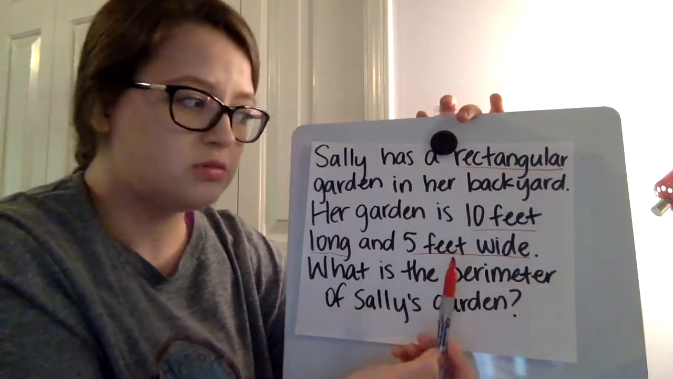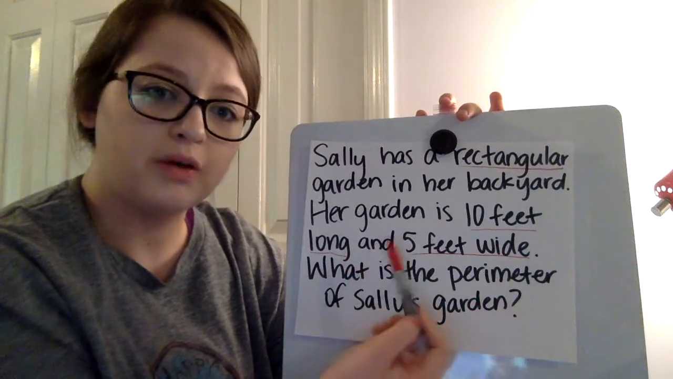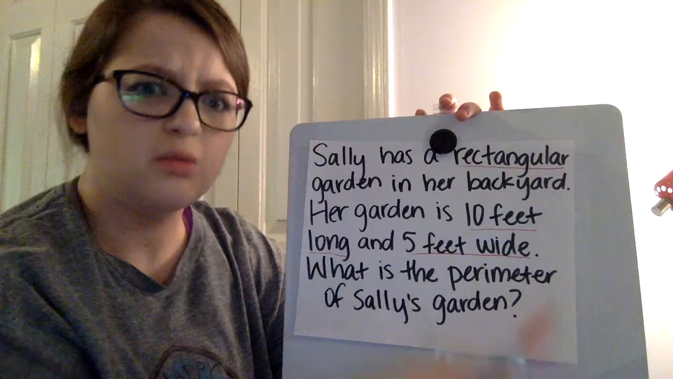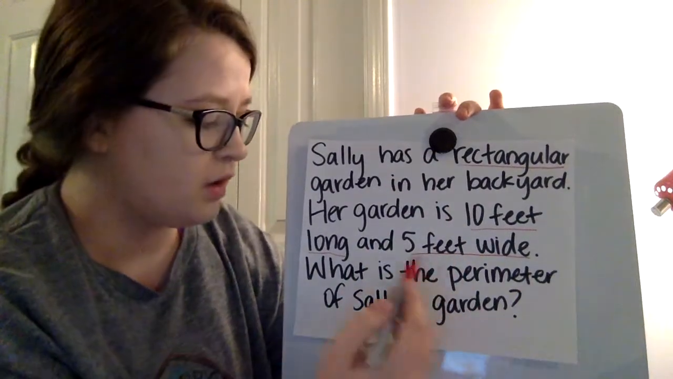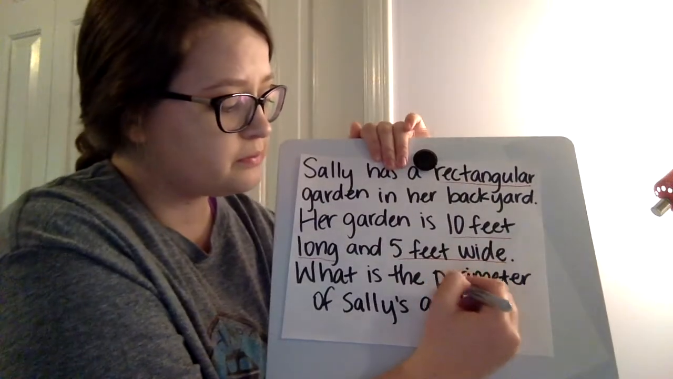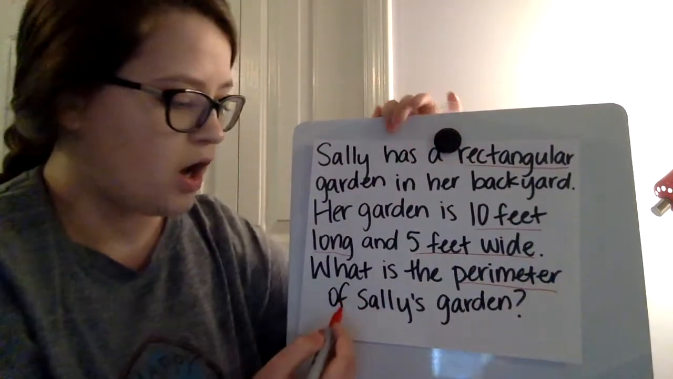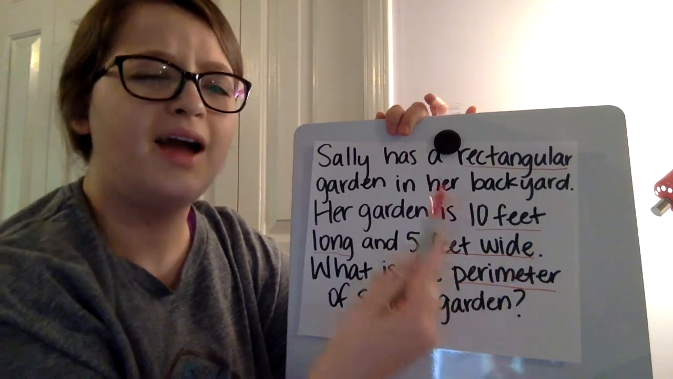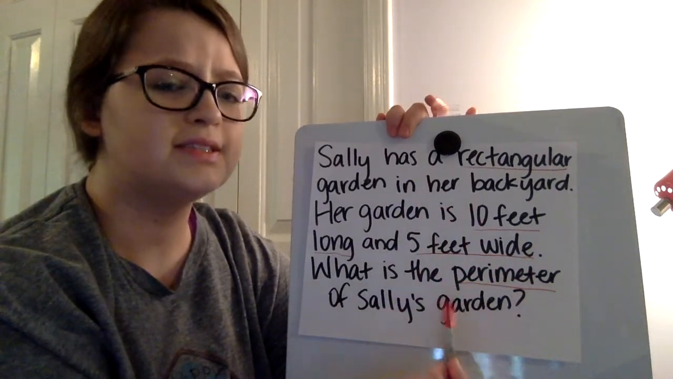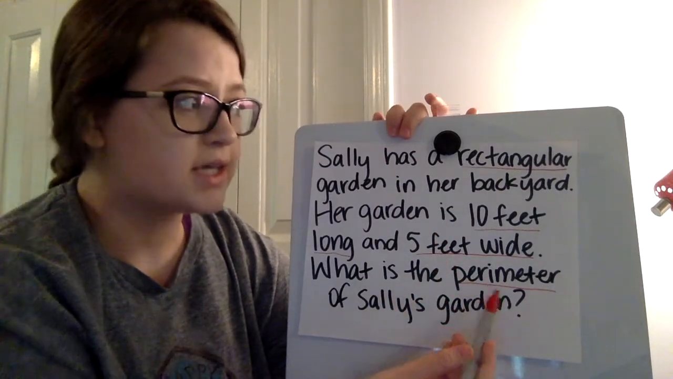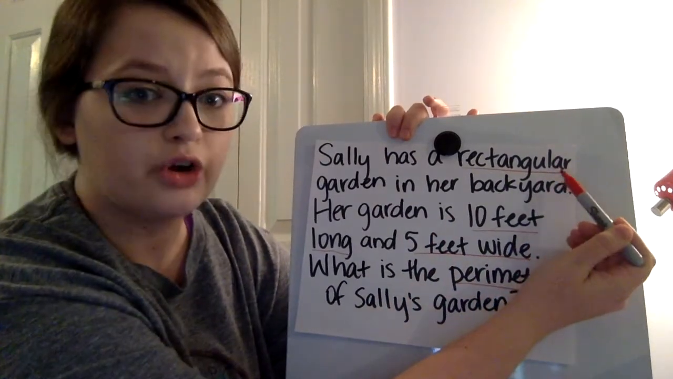We know we have a rectangle. We know it's 10 feet long. We know it's 5 feet wide. So what does it want us to do with this information that we have? So it's asking us, what is the perimeter of Sally's garden? So it wants us to know the perimeter. Now, perimeter, I know that perimeter is the distance around an object. So our object in this case is her rectangular garden.